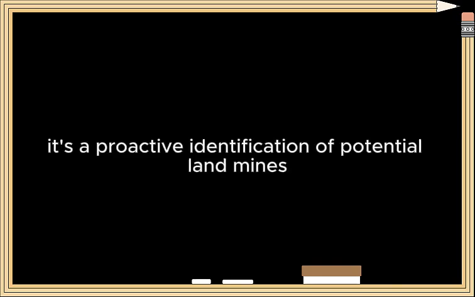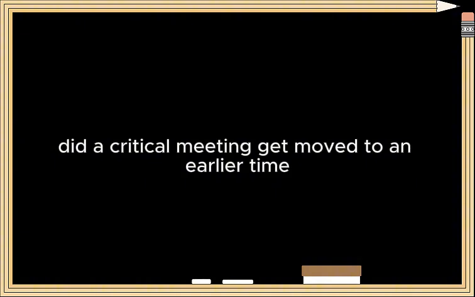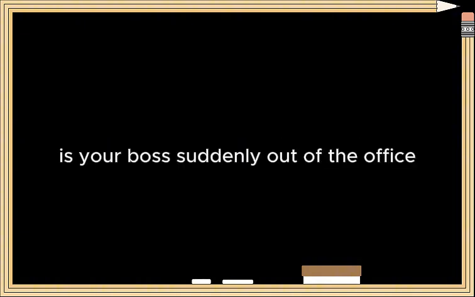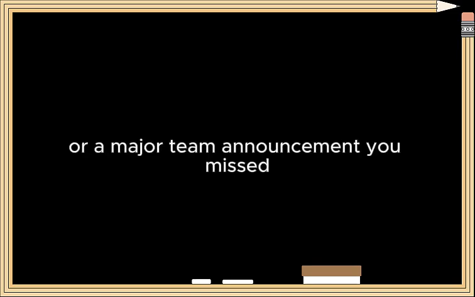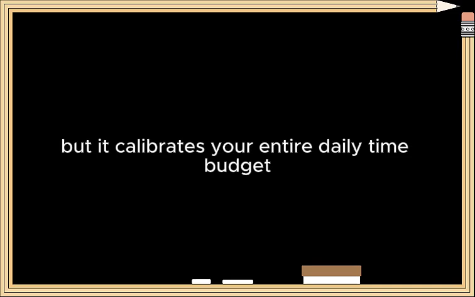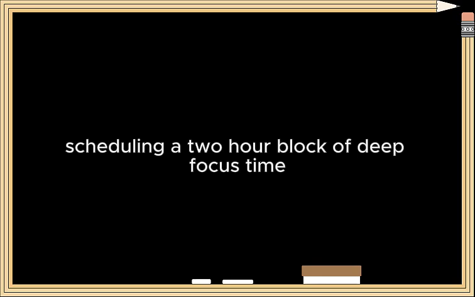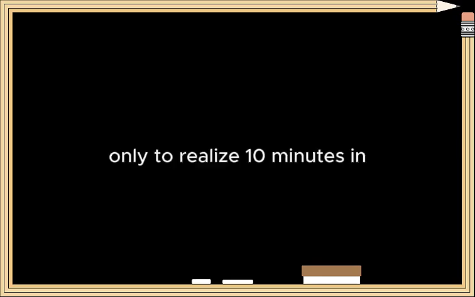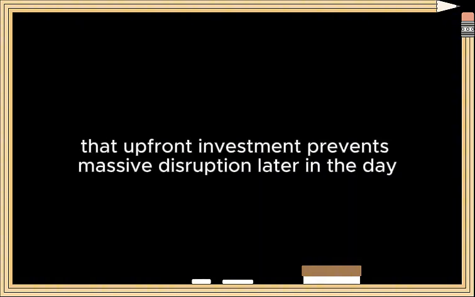This quick scan is a proactive identification of potential landmines. Landmines, okay. Like what? Well, did a critical meeting get moved to an earlier time? Is your boss suddenly out of the office? Is there an unexpected deadline or a major team announcement you missed? It takes less than 60 seconds. A minute. 1 minute. But it calibrates your entire daily time budget. It prevents you from, say, scheduling a 2-hour block of deep focus time only to realize 10 minutes in that you were supposed to be in a mandatory meeting. Right. So that upfront investment prevents massive disruption later in the day.